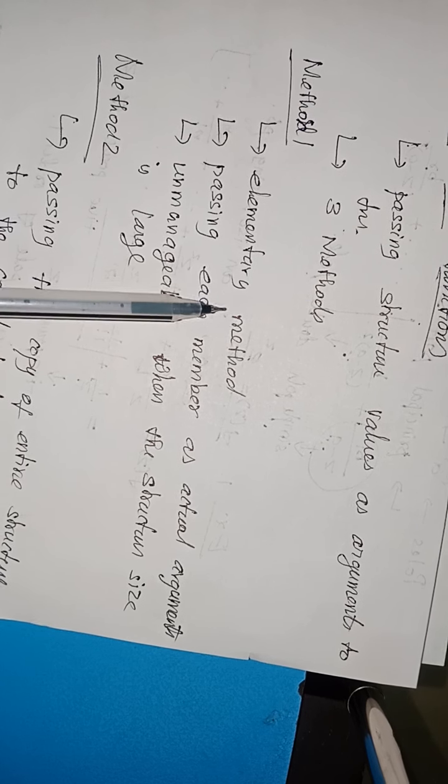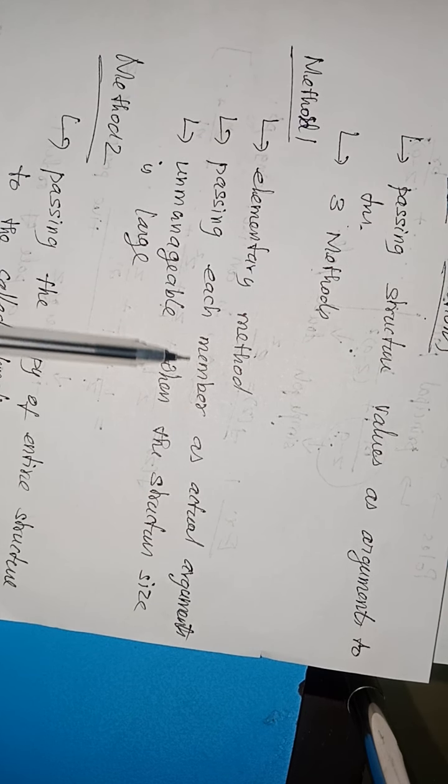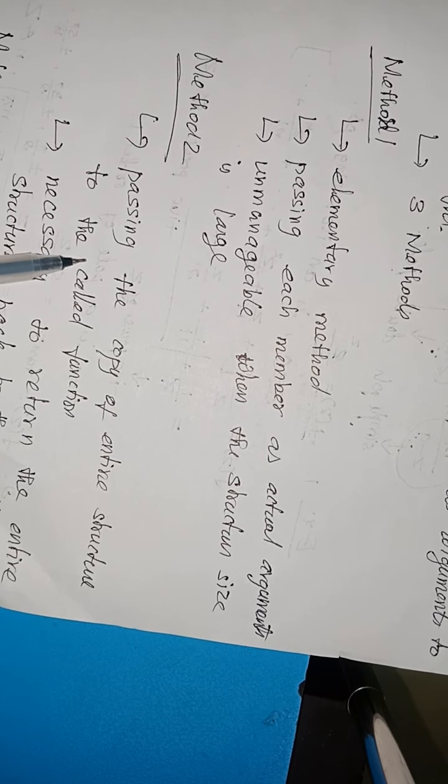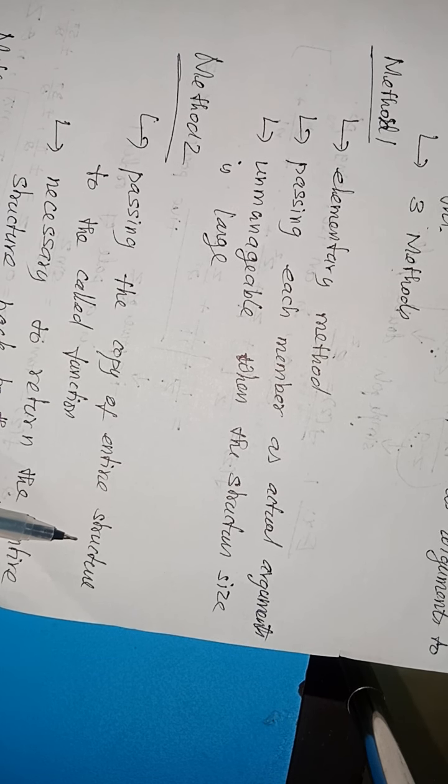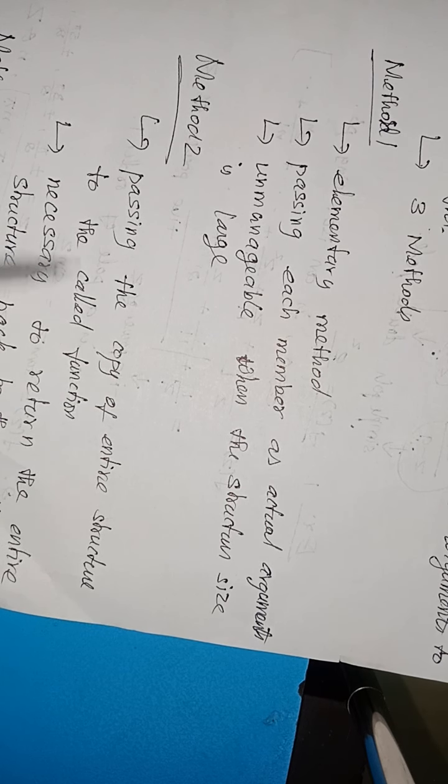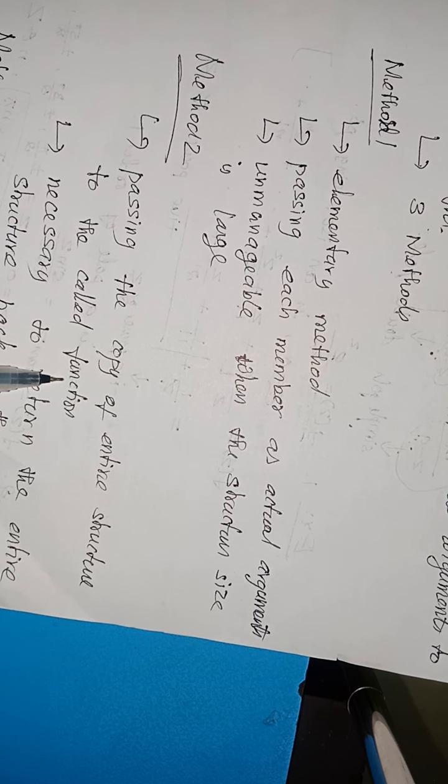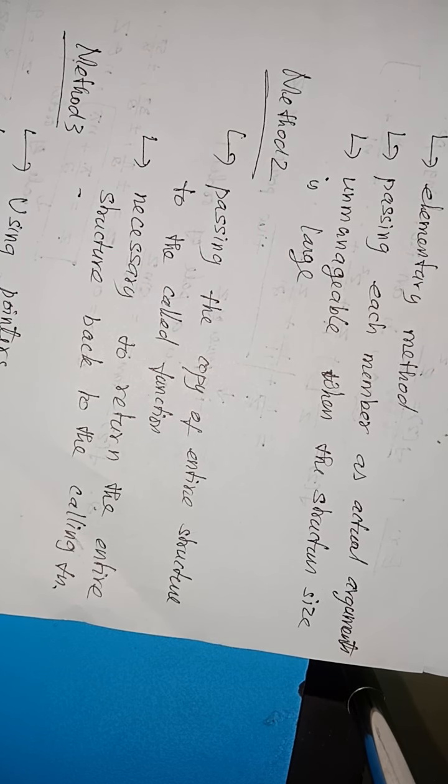Method 1 is the elementary one. Here I can pass each and every member of a structure as an actual argument. Method 2, here we can send the entire structure, a copy of the entire structure, to the called function. Third one, sending the address location of the structure using pointers.